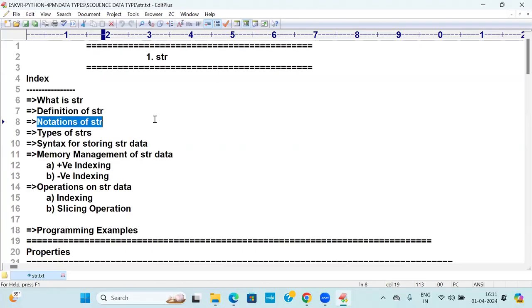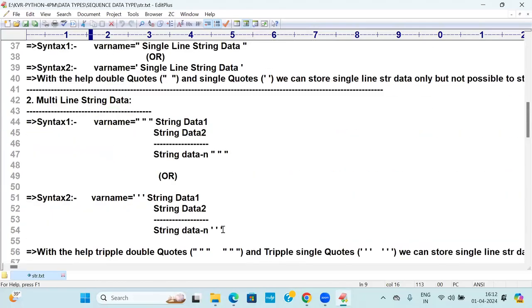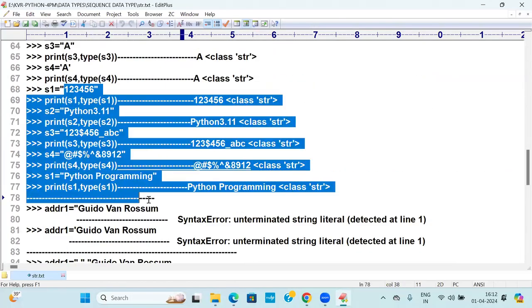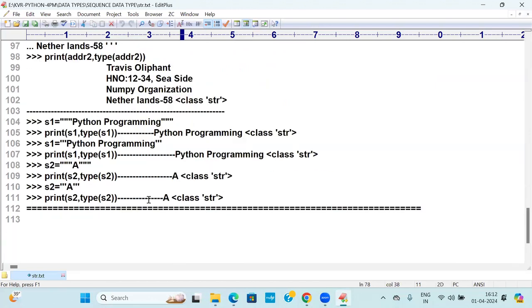How many notations are available? Four. What is number 1? Single quotes, double quotes, triple double quotes, triple single quotes. How many types of strs are there? Two types. Number 1, single line str, multi-line str. You have seen the examples of all the different types of strs in the class.